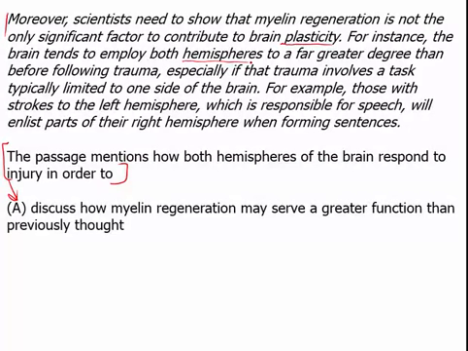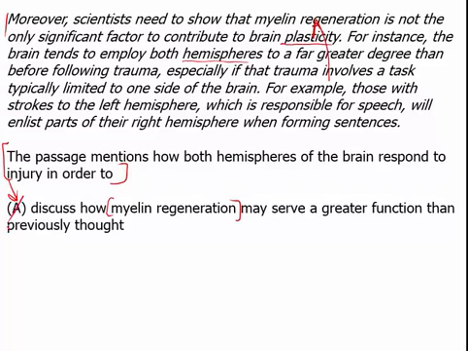Now let's look at A. "Discuss how myelin regeneration may serve a greater function than previously thought." Well, that doesn't quite match up with the answer that we had, but it does look nice because it has myelin regeneration, which is right there in the sentence. But is the point of mentioning both hemispheres to show us that myelin regeneration may have a greater function? No, it's that these two hemispheres working in tandem have a greater function that may, of course, overlap with plasticity.